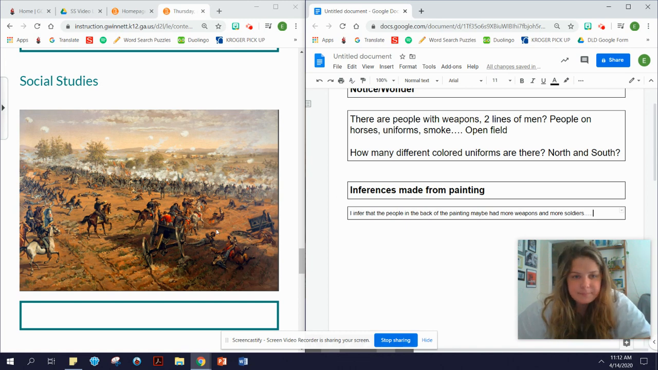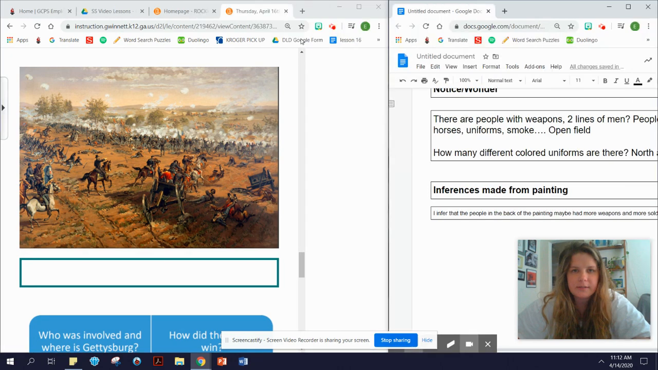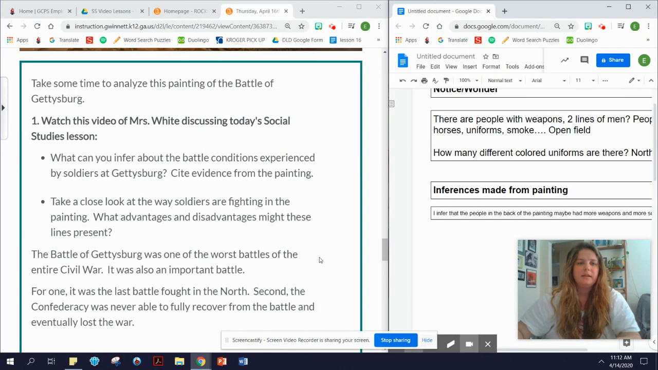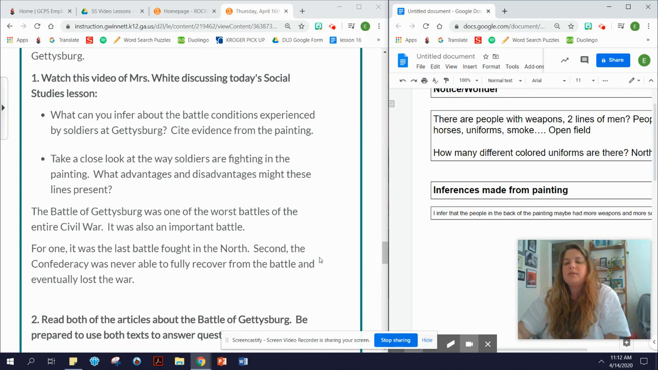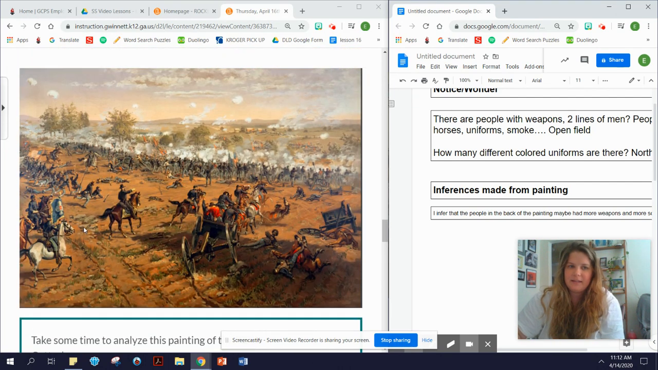So then I'm going to back up here so that we can see everything. I'm going to take a close look at the way the soldiers are fighting in this painting. What are some advantages and disadvantages that this may present? I can see that they're fighting on horses. They have weapons. Maybe they have guns if there's smoke coming out here. By advantages, I mean what are the good things about fighting this way? And what are some bad things that wouldn't help them, the disadvantages?